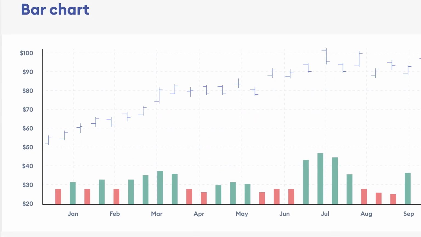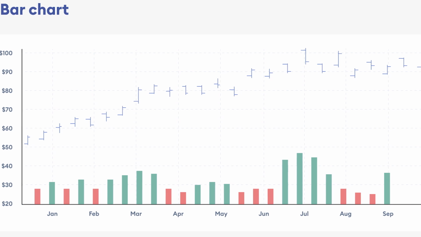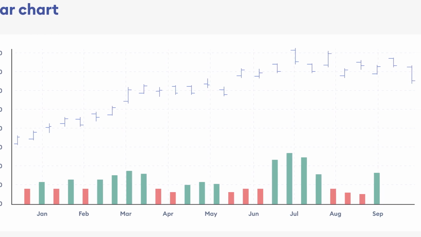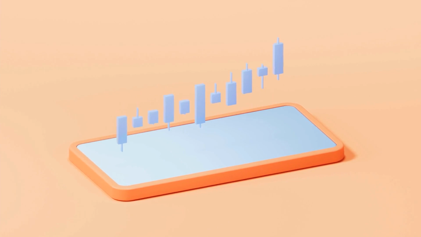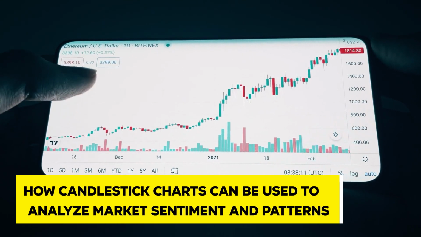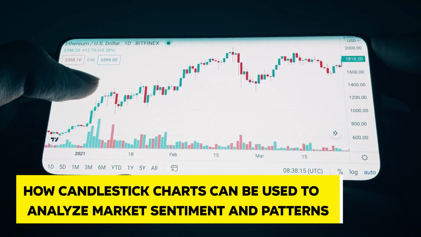With a bar chart, you can easily identify the opening and closing prices, the highest and the lowest prices traded, and how the stock itself performed during the day. In the end, however, the type of chart an investor uses is often a matter of just preference. Let's take a closer look at how candlestick charts can be used to analyze market sentiment and patterns.